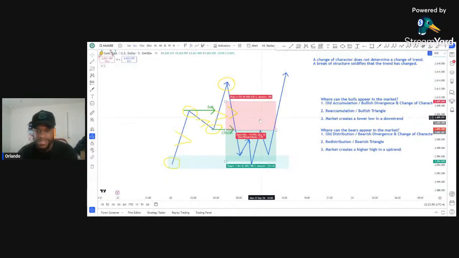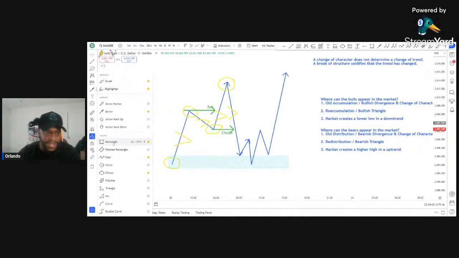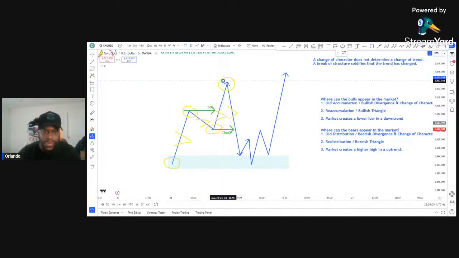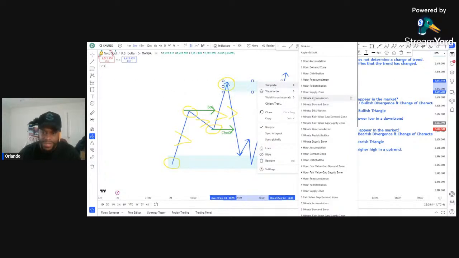Another thing is this. You had a divergence and change of character up here. This now becomes a supply zone. This now becomes a point of interest where the sellers can come in. Okay? This now becomes a point of interest where the sellers can come in.